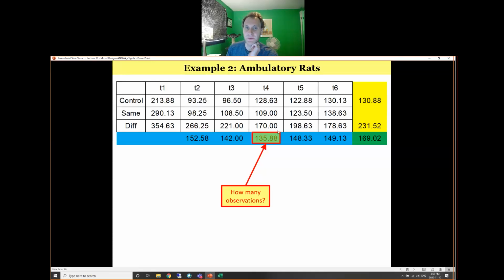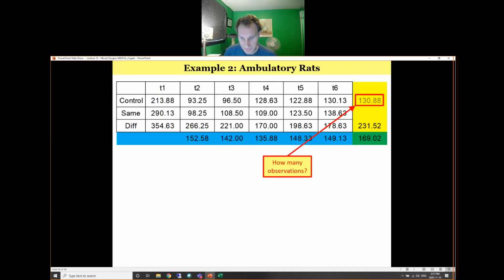Likewise, how many observations made up this marginal mean? Right, where this is the mean of all the time for data. Well, it would be 8, 8, 8. It would be n times g, right? The number of rats per cell times how many groups that we have. So in that case, it is 24. We had 8 rats times 3 groups. Likewise, how many observations in this marginal mean? And the answer is 48. 8 rats measured 6 times.